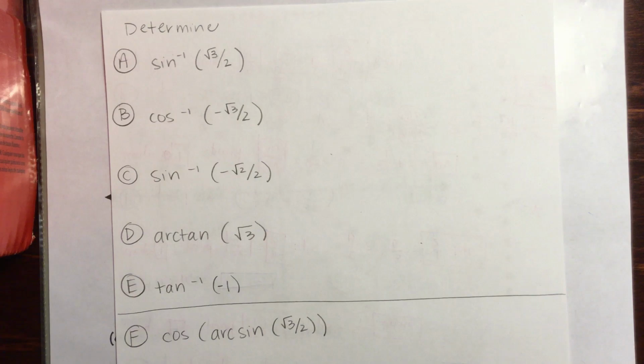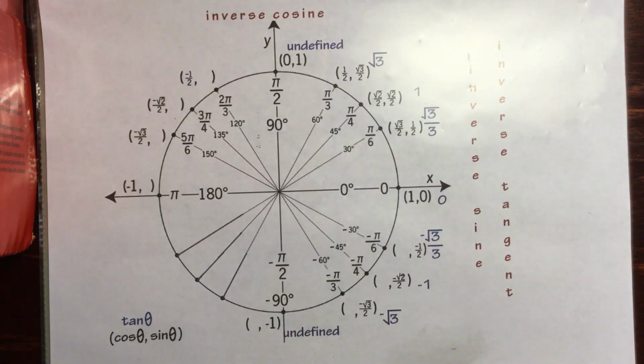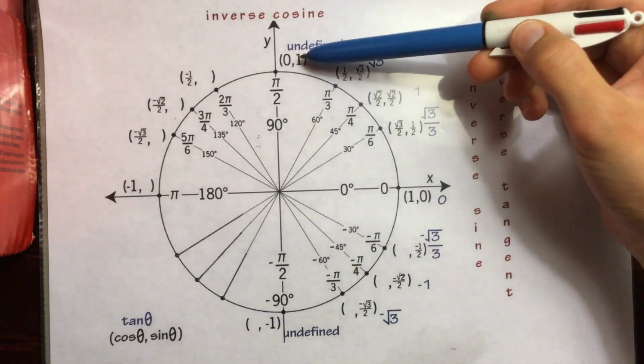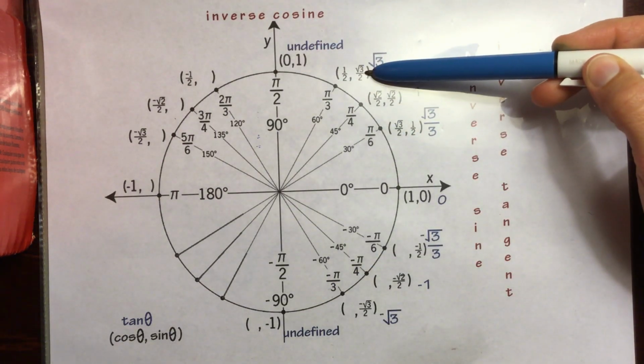All right, first, let's determine inverse sine of square root 3 over 2. All right, they're giving me the sine fraction, positive square root 3 over 2, and I need to give them the angle. Inverse sine is only over here on the right-hand side, and it's the y coordinate, so square root 3 over 2 happens here.